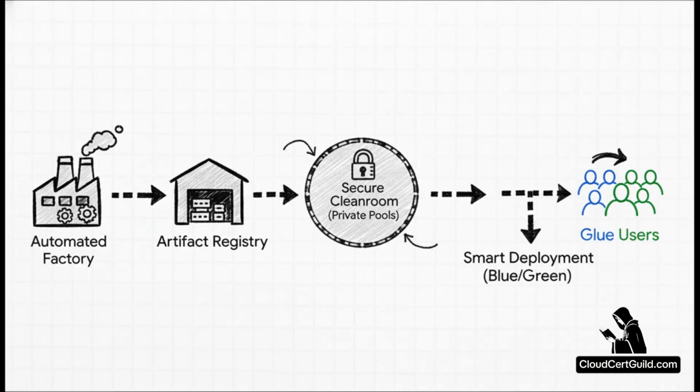So let's wrap up our tour of the software factory. The big takeaways are: always think of your CI/CD pipeline as that automated assembly line. Use a specialized tool like Artifact Registry as your central warehouse. When security is critical, build inside a clean room using private pools. And finally, ship your product to your customers smartly, choosing a deployment strategy like blue/green or canary that balances the speed you need with the risk you're willing to take.